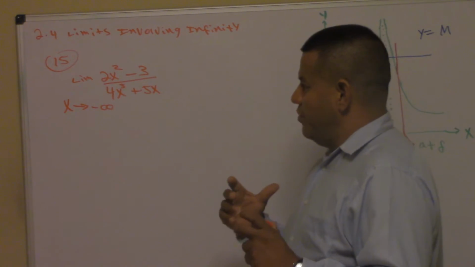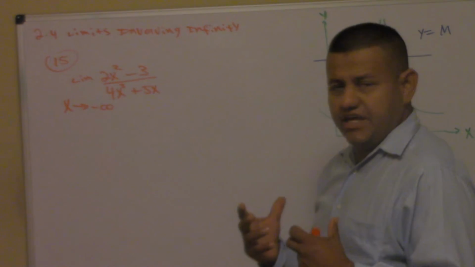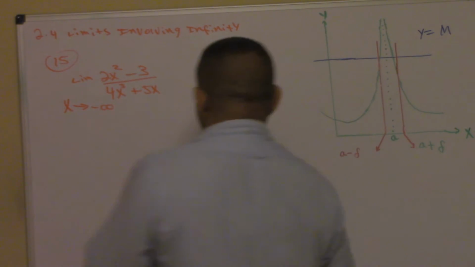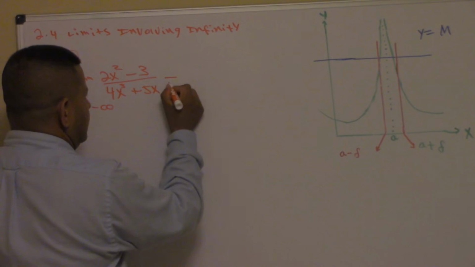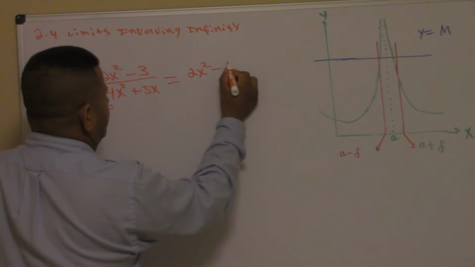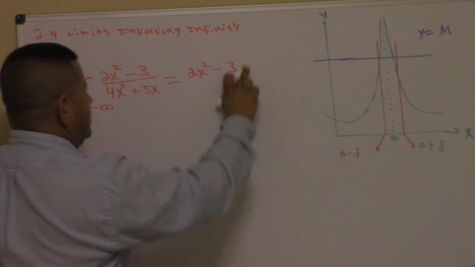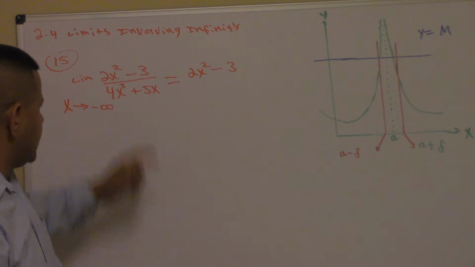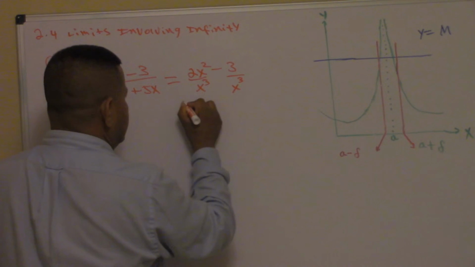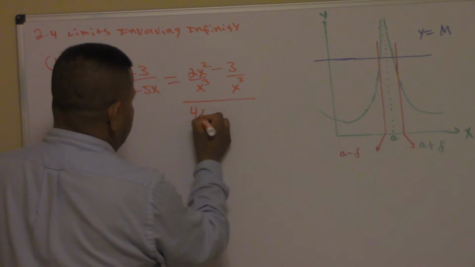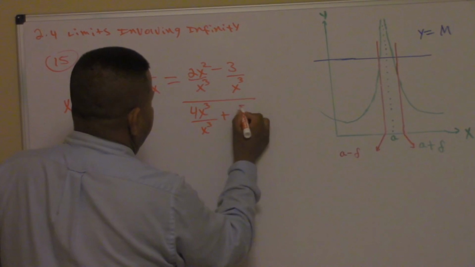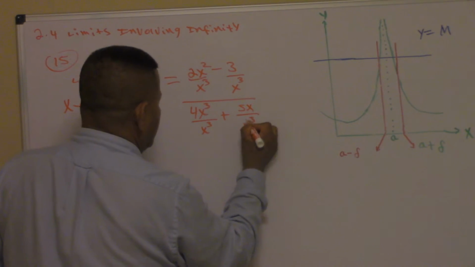But to make it more visual, I'm going to go ahead and divide everything by the highest power. So in this case, what do I get? I get 2x squared, right? And I get 3, just 3. What is the highest degree? The highest degree is x cubed, right? So I'm going to divide that 2x squared by x cubed and divide that 3 by x cubed. Then I'm going to divide 4x cubed by x cubed, and then 5x divided by x cubed.